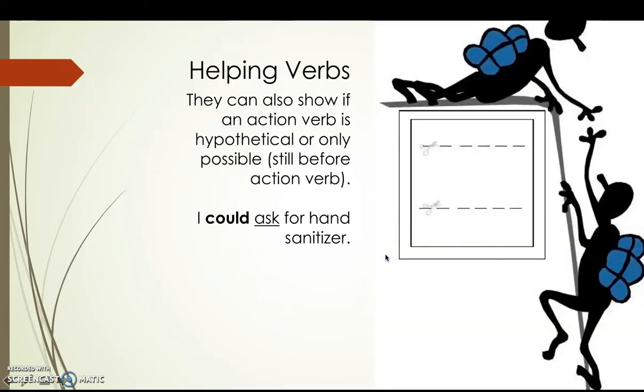They also can show if an action is hypothetical or only possible. They still come before the action verb, though. I could ask for hand sanitizer. Could is our helping verb, and it's supporting this main verb, ask. So clearly, if we changed that helping verb or took it out, the meaning of the sentence would change. So helping verbs help clarify meaning.